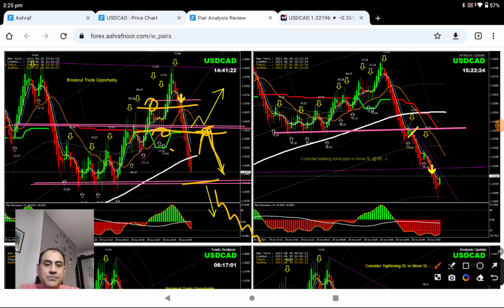So you can see here, based on this analysis, price nicely broke. After the breakout, price retested, gave us the confirmation, and a beautiful short trade here. The first target hit, and that's what I explained to my traders. It's time to enjoy some profit.